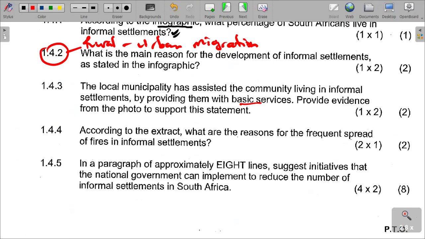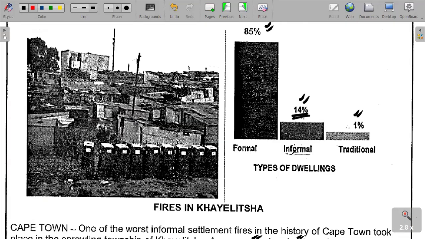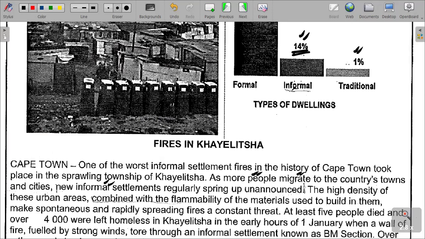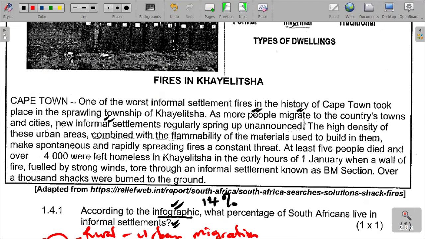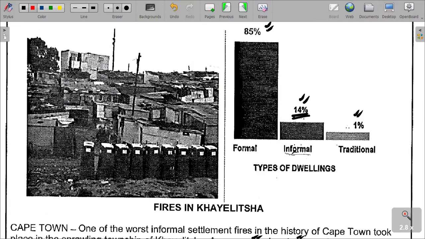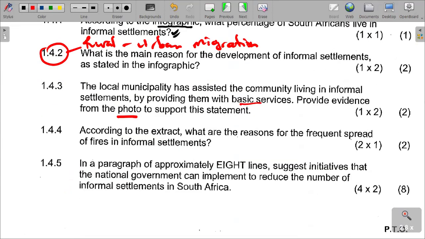Provide evidence from the photo to support this statement. When we look at our photo, it is in black and white. But what we can do to relate to this question correctly is talk about the provision of water. We can talk about water, like the Jojo tanks. That can be one of the key points we can talk about in terms of informal settlements.